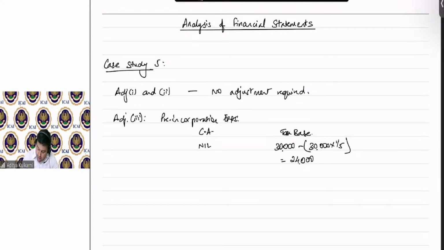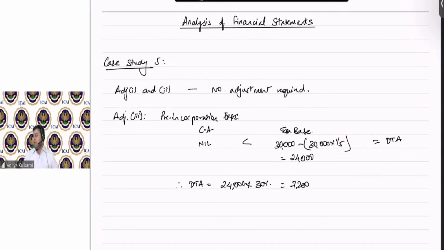So therefore, carrying amount is more of an asset, gave rise to a DTL. So carrying amount is less of an asset. This gives rise to a deferred tax asset. Therefore, DTA is equal to 24,000 into 30%. So that is 7,200. Absolutely right, Satish. Okay, so this is 7,200. Tanisha, are you there? Mansha, are you there? Yeah. Okay, perfect. So deferred tax asset should be 7,200.